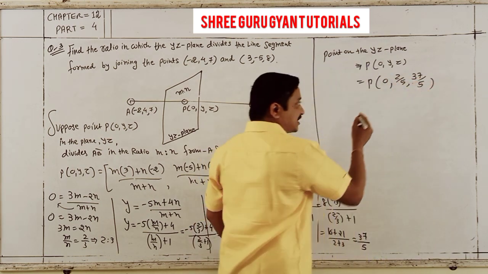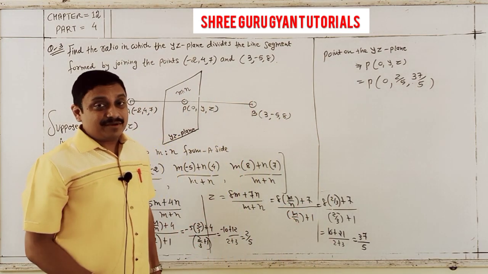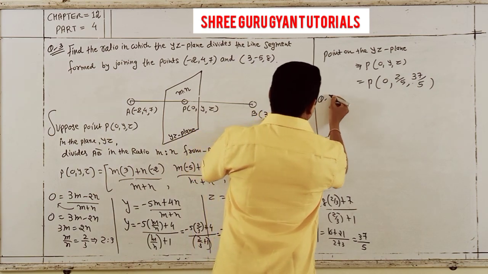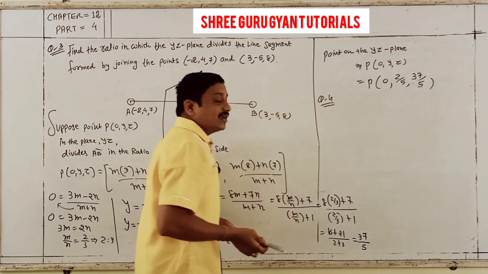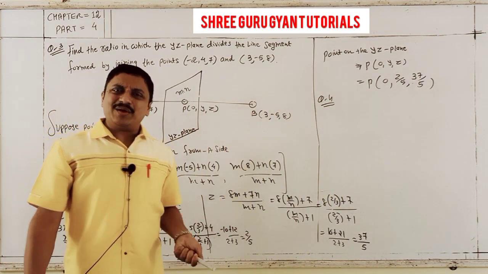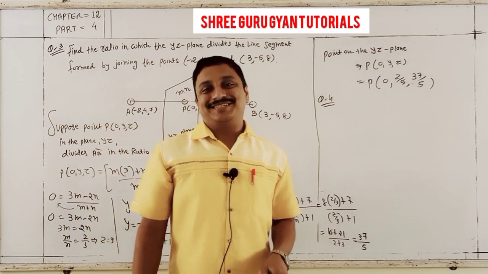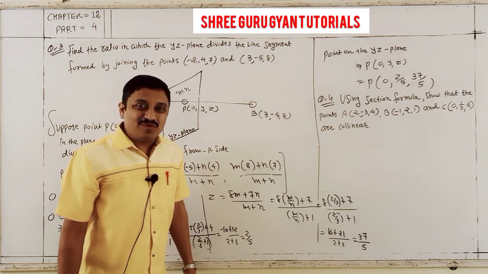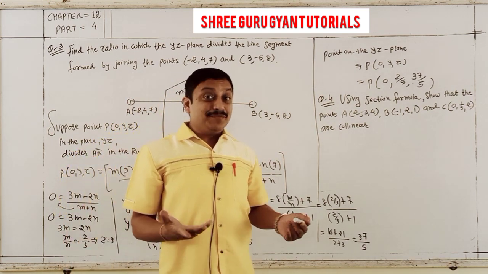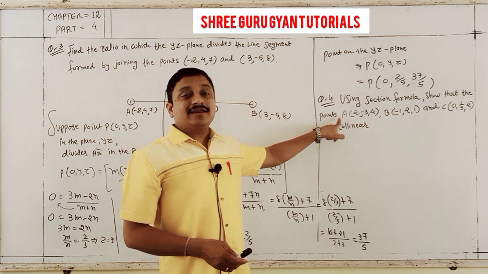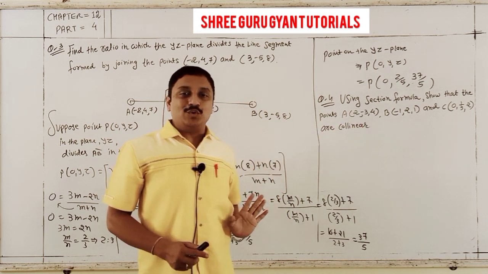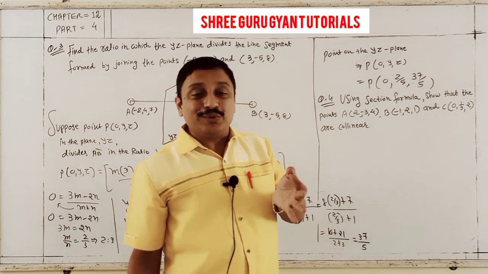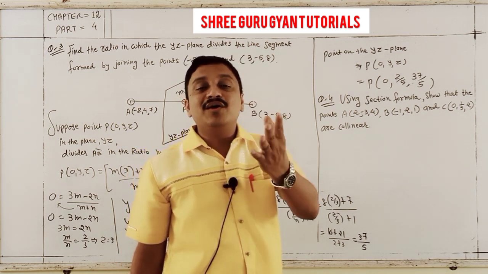This is the extra if you are asked in the exam to find the point also, and that's why, students, I am ending question number 3 here. Now similarly I am going to our question number 4, students. In question 4, using the section formula, I mean our division formula, show that the given 3 points are collinear.